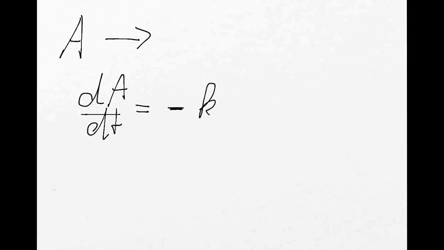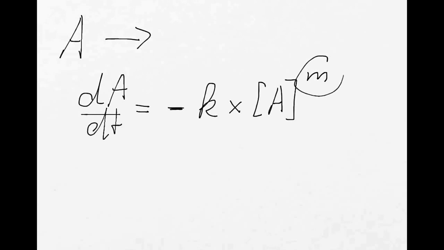Minus a rate constant K times the concentration of A to the power of something. Let's call that M. And I want to say a little bit about M, what M is. M is called the rate order.